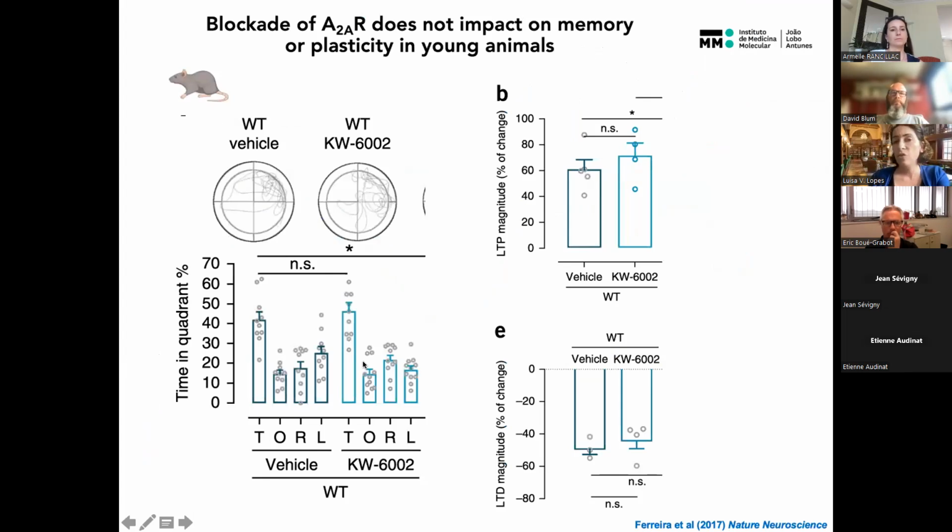Indeed, if you block A2A receptors and give an oral A2A antagonist to animals, you don't see many differences. This is the Morris water maze, a memory test that we do. We don't see many differences in the animals receiving vehicle or animals receiving, for instance, KW6002, which is a selective antagonist for A2A receptors. You don't even see much of an effect on either LTP, long-term potentiation, or long-term depression in young animals, as you would expect, since the expression is very low.